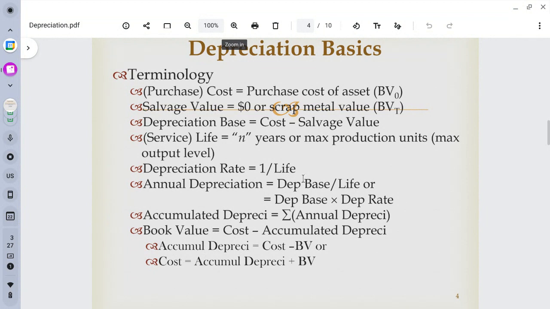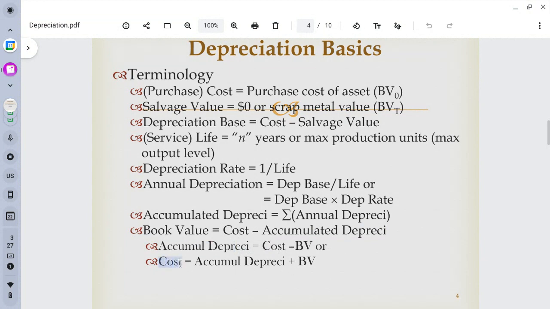Book value at the end of year one, at the end of year two, at the end of year three, and so on. That book value is purchase cost minus accumulated depreciation. Goes without saying: three years later, the book value will have to be purchase cost minus accumulated depreciation for three years. And from this, accumulated depreciation is cost minus book value.